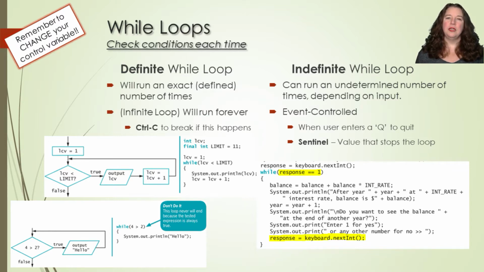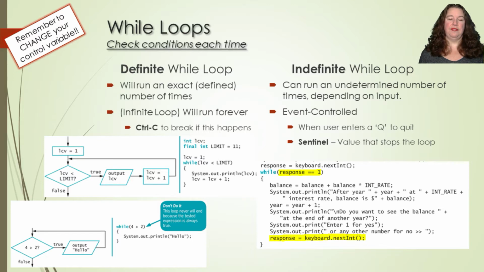Remember, the thing that can usually cause an infinite loop is not changing what we call the control variable, the thing that's figuring out whether or not we're going to do it again and again. If my x is greater than 5, do it again. Well, if I never increment my x, it will never be greater than 5. So you always have to change your control variable.